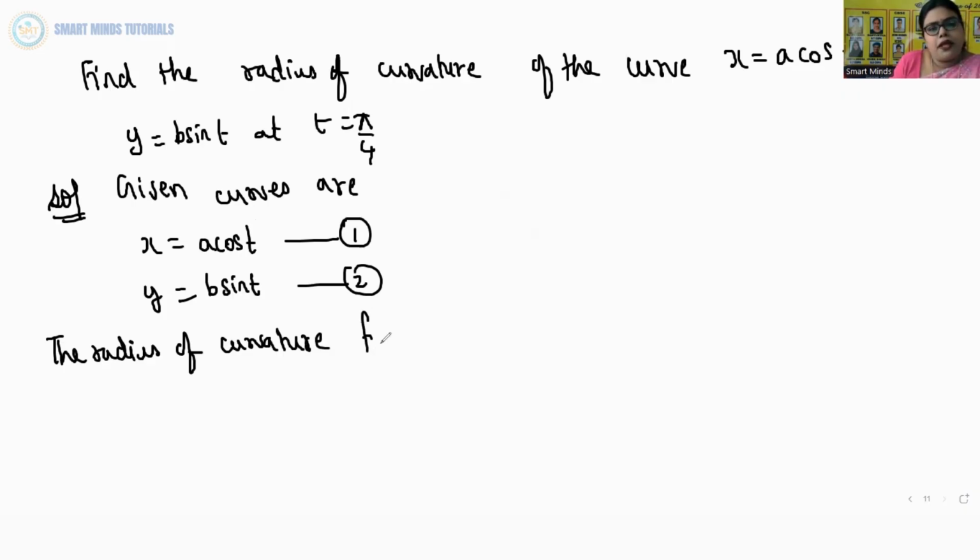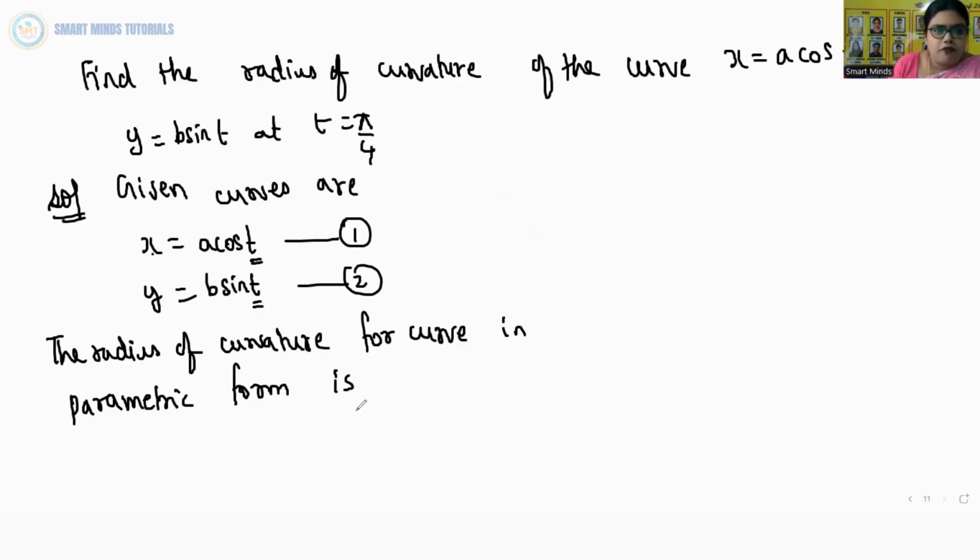Here we will apply another formula. We cannot apply first and second formula which we have used in our previous problems. So here we use parametric form. Why we are using parametric form? Because x is also given in terms of t and y is also given in terms of t. So then it is called as parametric form.